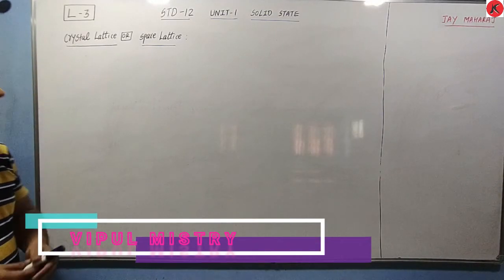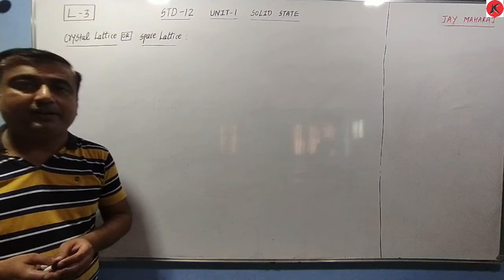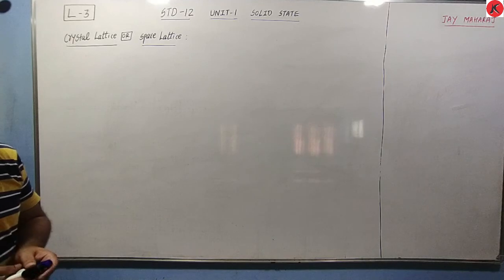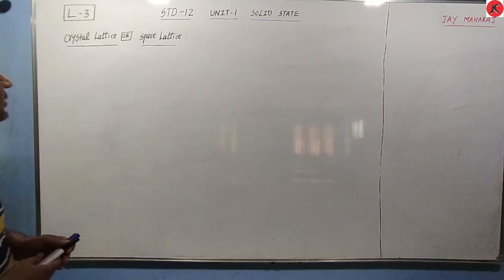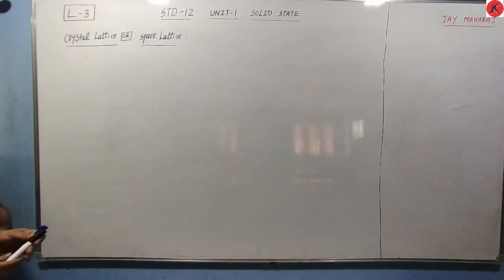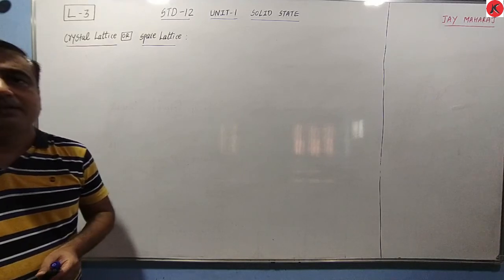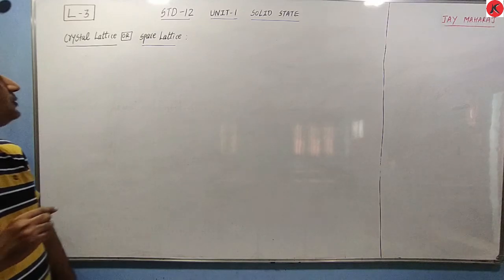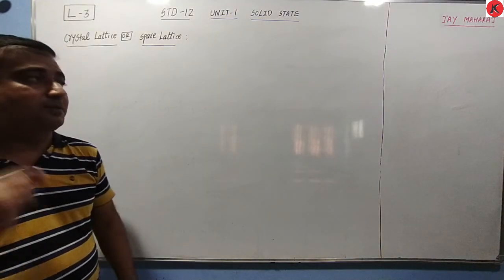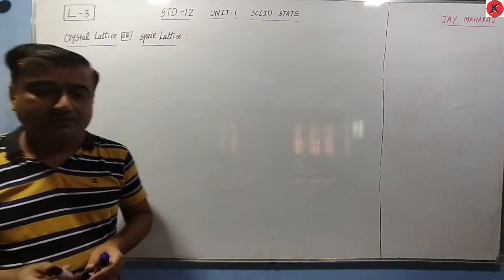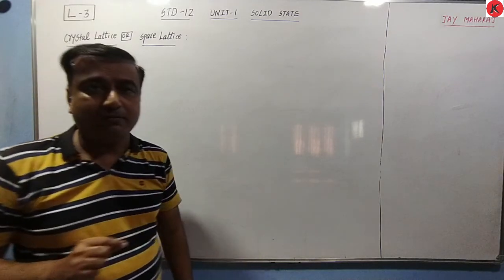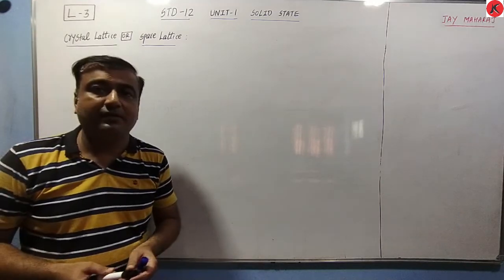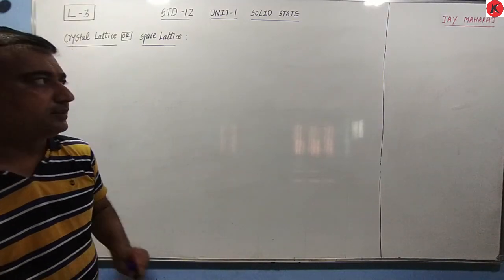Last lecture we discussed crystalline solid and amorphous solid, and again classification of solid. Now the next topic is crystal lattice and space lattice. What do you mean by crystal lattice and space lattice? That means arrangement of constituent particles in one dimension, otherwise two dimension or three dimension.